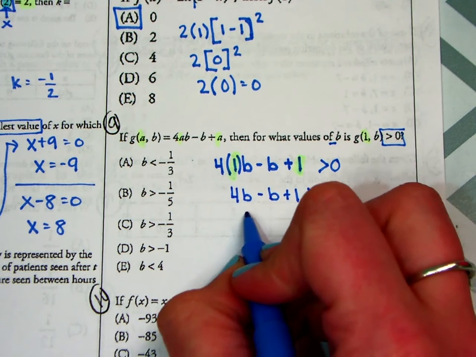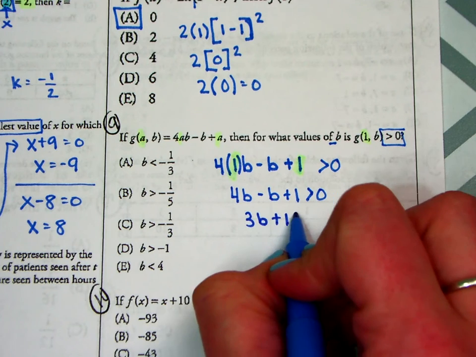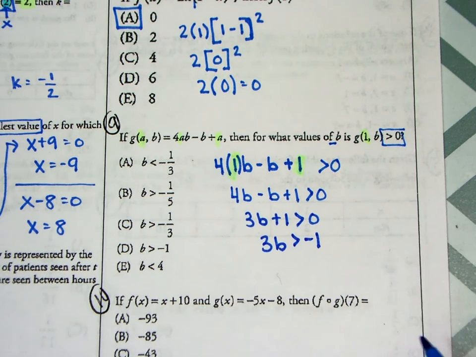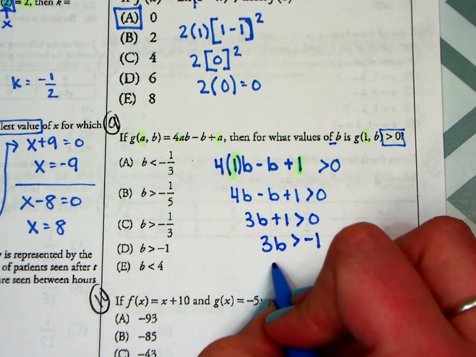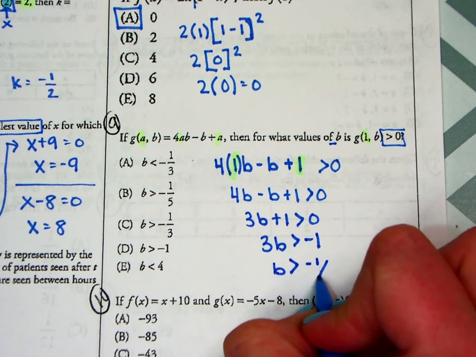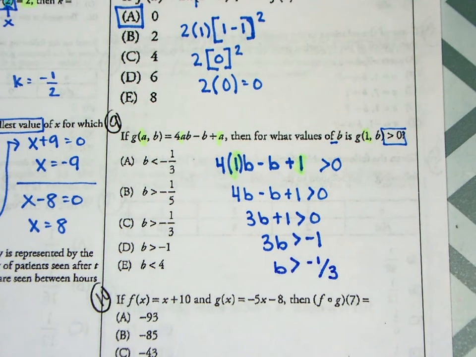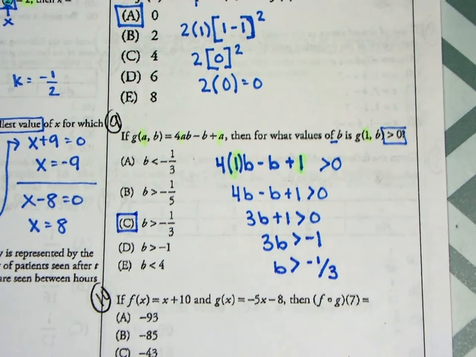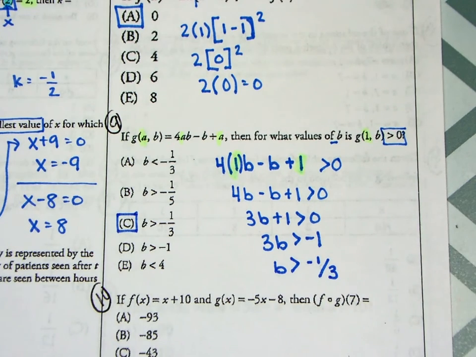Combining like terms, this would become 3b plus 1 greater than 0. Subtracting 1 would give us 3b is greater than negative 1. And dividing by a positive 3 will not flip the inequality. So we're looking for b greater than negative 1/3, which is option C. Again, just substitution and simplifying.